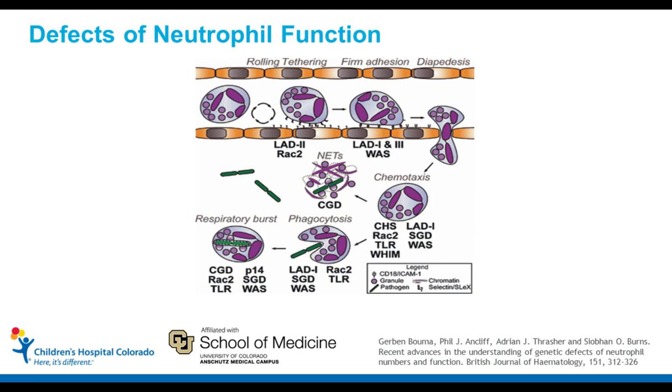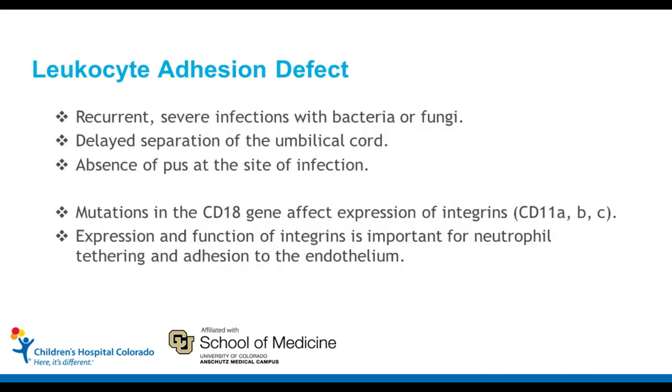We will talk a little bit about the integrins, and mutations in these integrins that are important for adherence can lead to leukocyte adhesion defect, or LAD: LAD 1, 2, and 3. We will discuss LAD 1. And mutations in the genes involved in the oxidative burst or respiratory burst can lead to chronic granulomatous disease. So we'll discuss the laboratory diagnoses for a couple of these conditions.